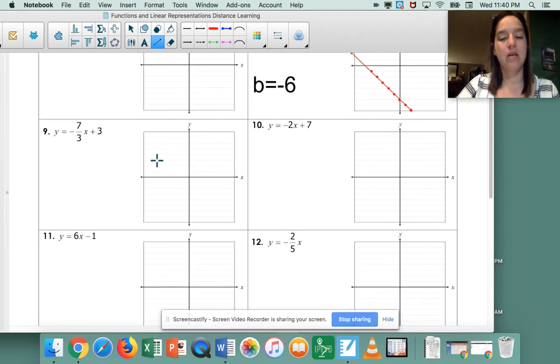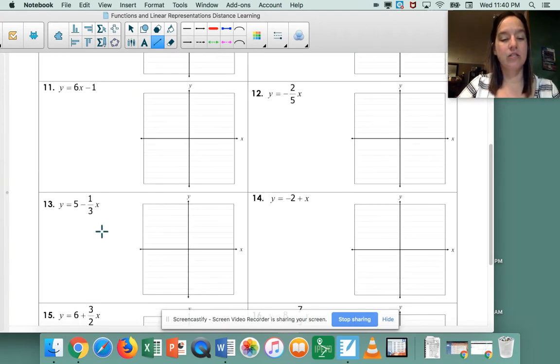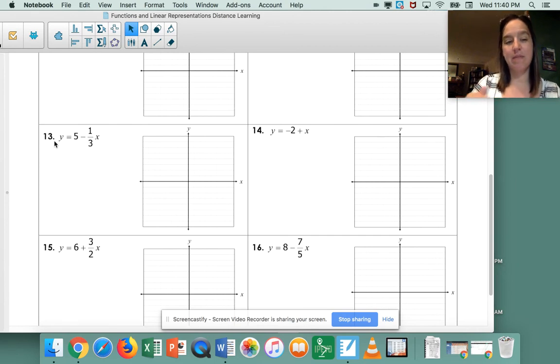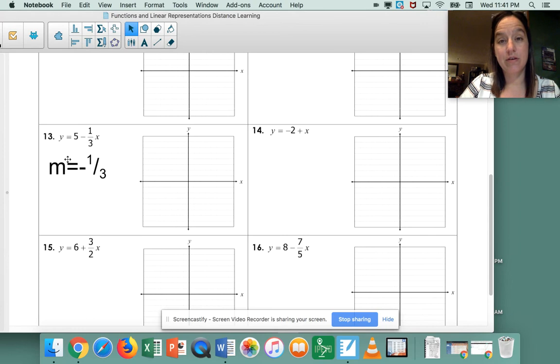Okay? And then last, I want to talk about number 13. Number 13 looks a little different than any of the others. Why? Because this doesn't say y equals mx plus b. It says y equals 5 minus 1/3 x. But it actually is. It's just that those two things are flip-flopped. And so here, my slope is going to be negative 1/3. Remembering that that subtraction sign goes to whatever's after it, so that's why it's negative 1/3. And my y-intercept is 5.